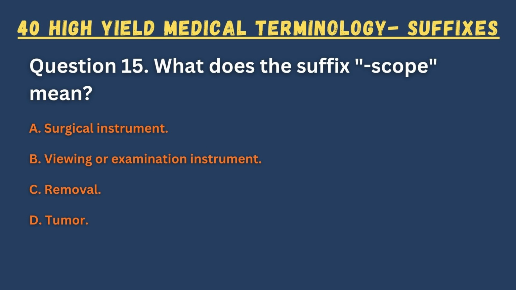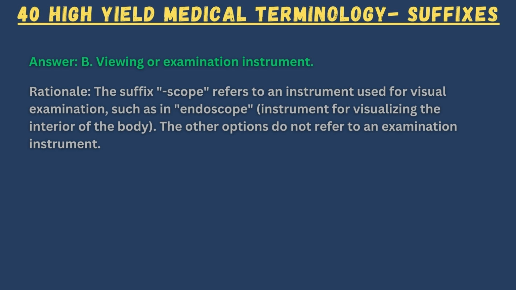Question 15. What does the suffix -scope mean? A. Surgical instrument. B. Viewing or examination instrument. C. Removal. D. Tumor. Answer: B, viewing or examination instrument. Rationale: the suffix -scope refers to an instrument used for visual examination, such as an endoscope, an instrument for visualizing the interior of the body. The other options do not refer to an examination instrument.